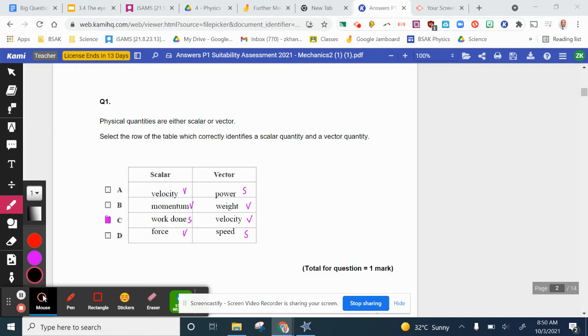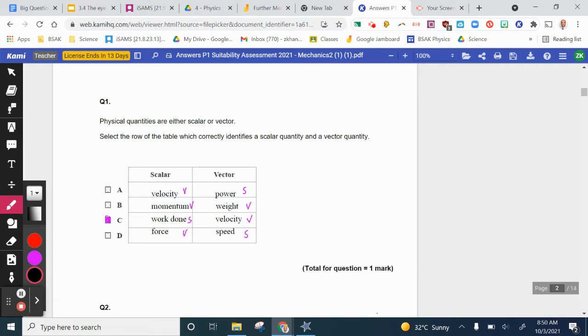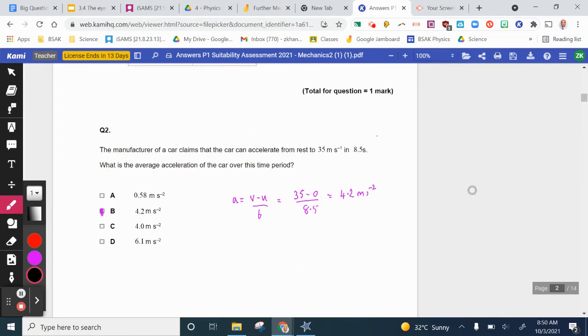Okay, so question one, vectors and scalars. A has velocity in the scalar column, velocity is a vector. B has momentum in the scalar column, and momentum is a vector. C has work done, which is energy, and that's scalar, and that's in the correct column. So let's look to the right. Velocity is a vector, and that is in the correct column as well. So the answer there is C.